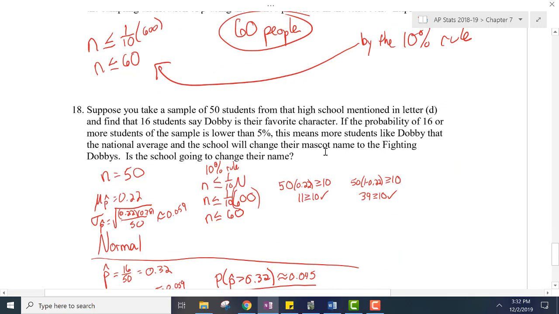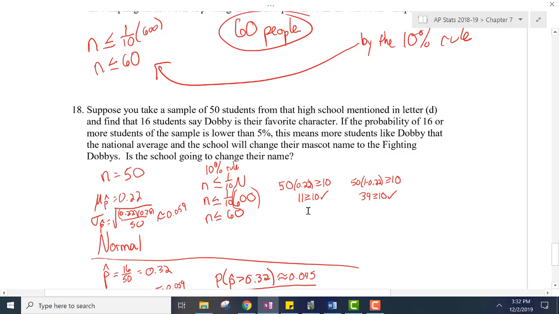Suppose you take a sample of 50 students from that high school mentioned in letter D and find that 16 students say Dobby is their favorite character. The probability of 16 or more students in the sample is lower than 5%. This means more students like Dobby than the national average. The school will change their mascot name to the Fighting Dobbies. Is the school going to change their name? First, 10% rule. We know from this school earlier it was 600, and so is our sample size less than or equal to 60? Yeah, 50. So we're okay there.